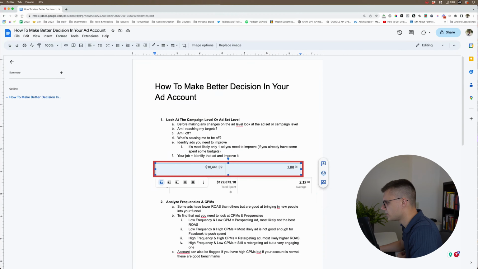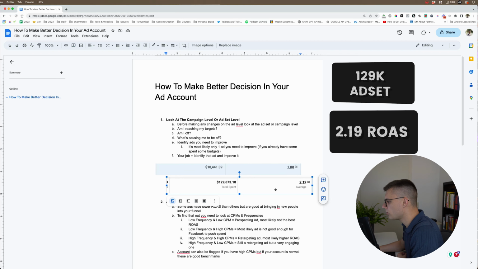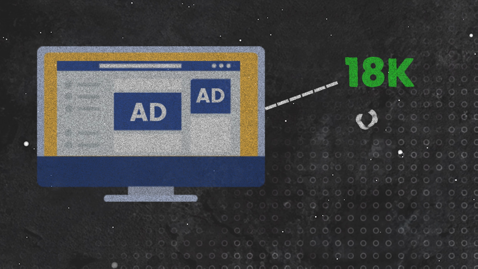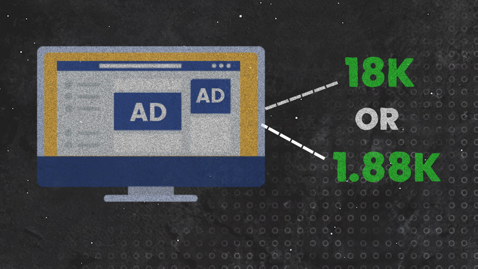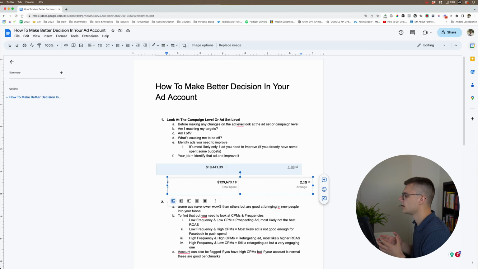So this ad set has spent 129K and generated a 2.19 ROAS. And if you look at one individual ad, it spent 18K and generated 1.88K back. And if you look at this ad individually, you might think, I need to turn this ad off because the target ROAS for this account is a 2.0, right? But if you look at the whole ad set, it generated 2.19.